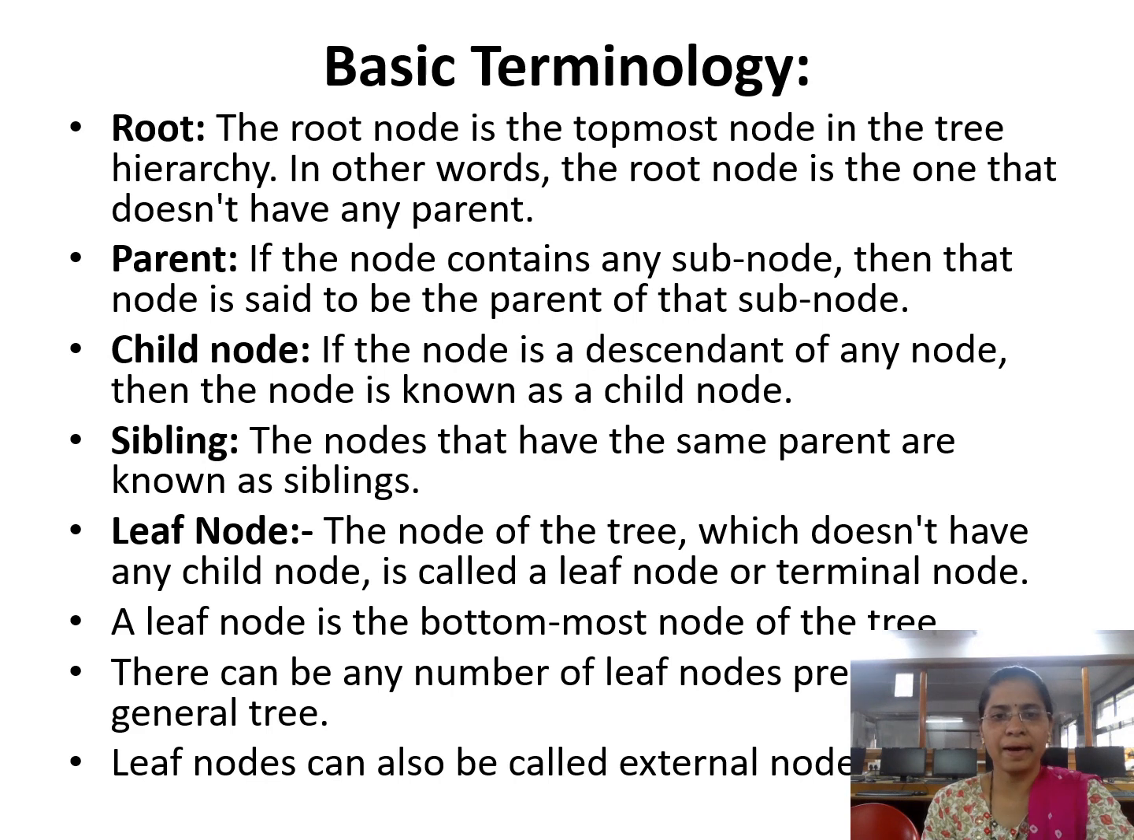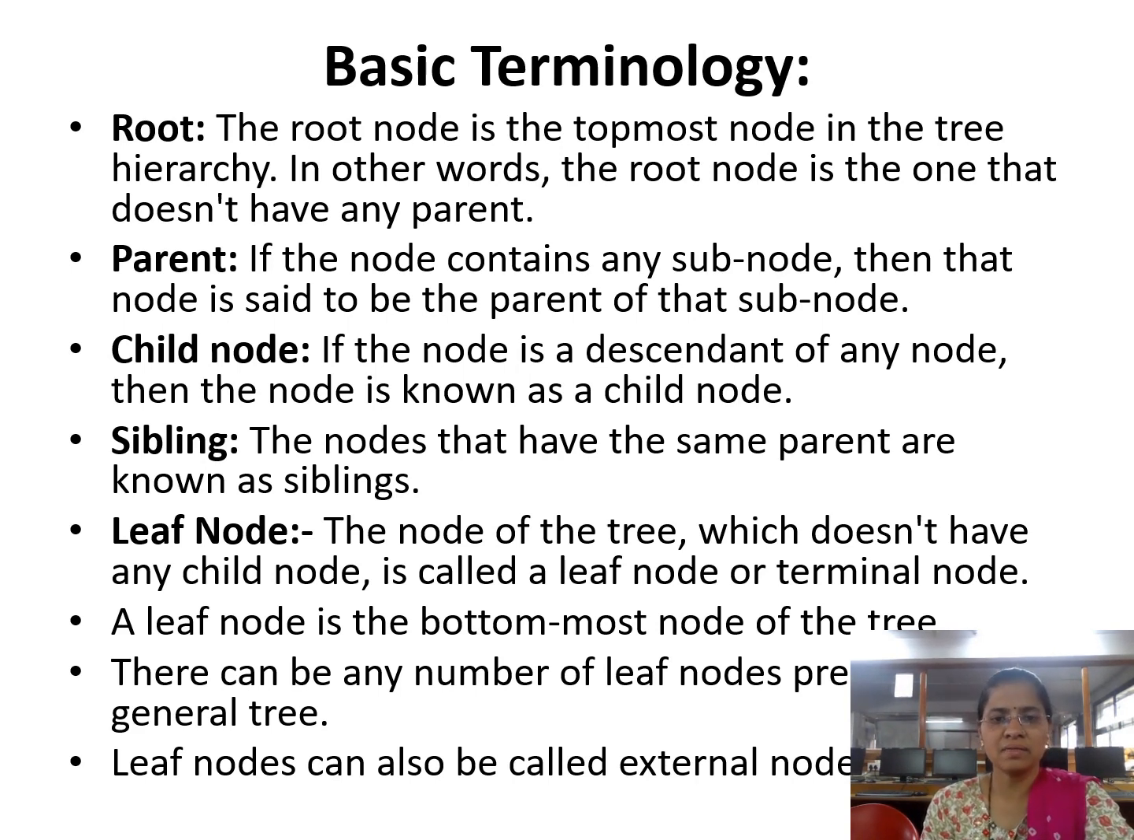Now what is meant by parent node? If a node contains any subnode, then that particular node is known as the parent of that subnode. Then next is the child node. What is meant by child node? If a node is the descendant of any node, then that node is called a child node. The next term is sibling node. What is meant by sibling? The nodes that have the same parent are the siblings, or brothers and sisters, of each other.